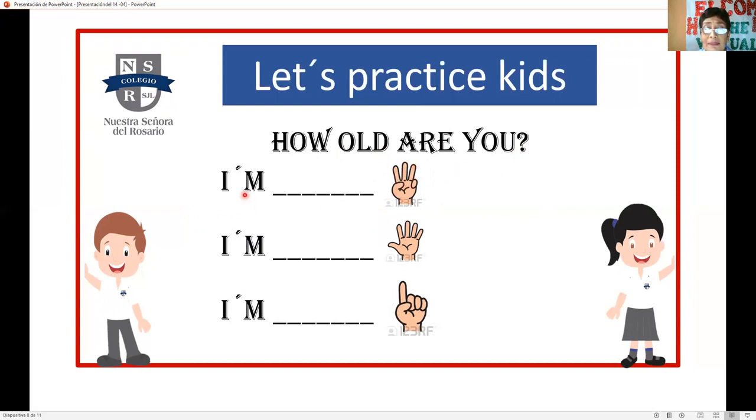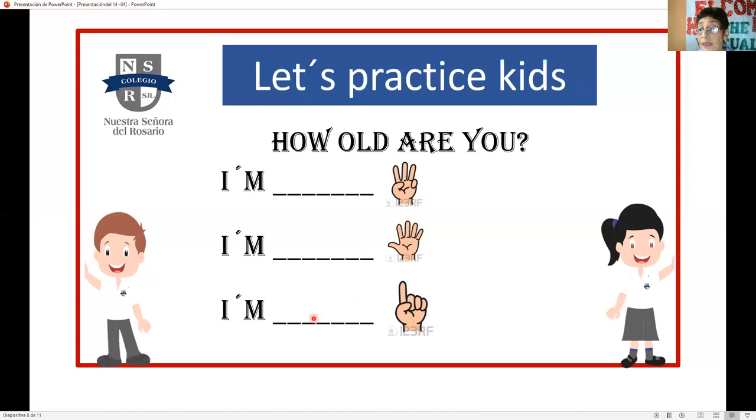So, my answer is going to be I'm three, because I have three fingers: one, two, and three. How old are you? I'm three. Number two, how old are you? And the person is going to say, I'm five. Here I have one, two, three, four, five. I'm five. Remember: one, two, three, four, five.